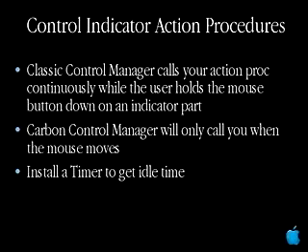So control indicator action procedures have changed a little bit, and it all has to do with performance. It used to be the case that the control manager would call your control indicator action procedure basically as fast as it could. And so if your proc needed idle time, all you had to do was wait for some of these excessive calls and call MoviesTask or whatever else it was that you needed to call at idle time.